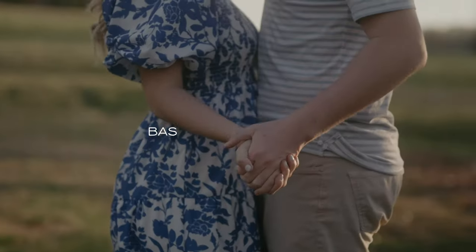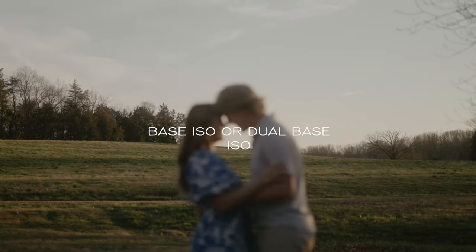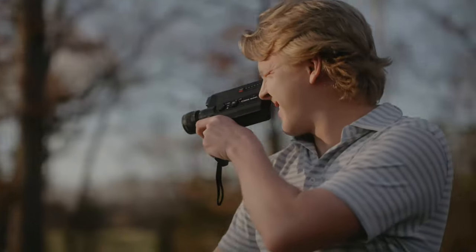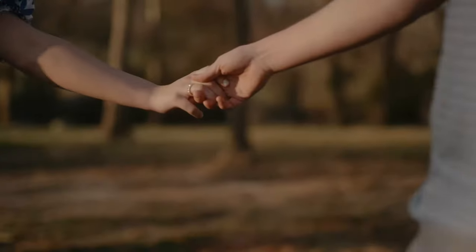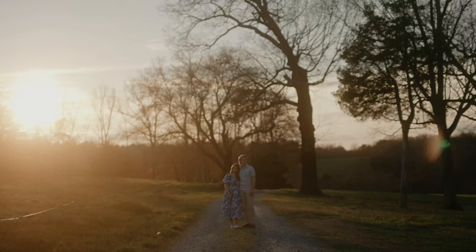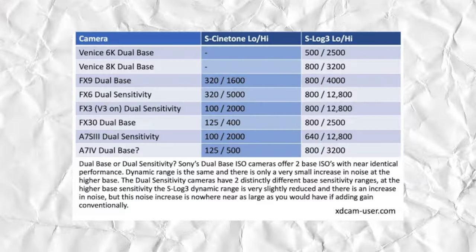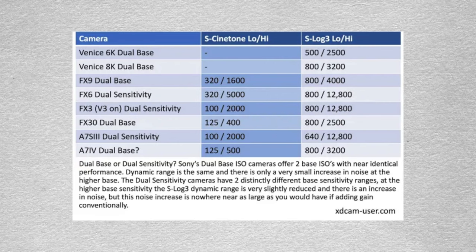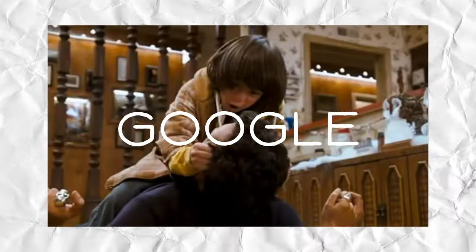These are also known as your base ISO or dual base ISO. Most cameras today have dual base ISO, so understanding which one your camera prefers will help you simplify this process and leave you with one less area to worry about as you navigate exposure during the wedding. If you shoot on Sony, I have put up a chart above that can help you find the best values for your camera. But if you shoot on anything else, well, Google me, bitch.